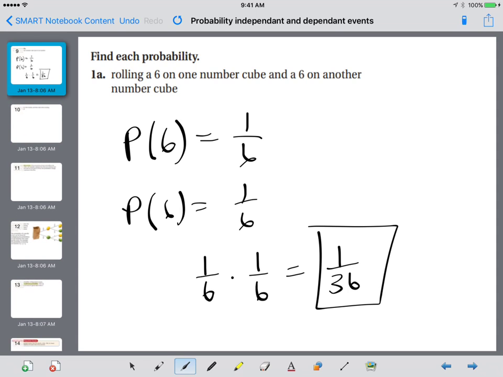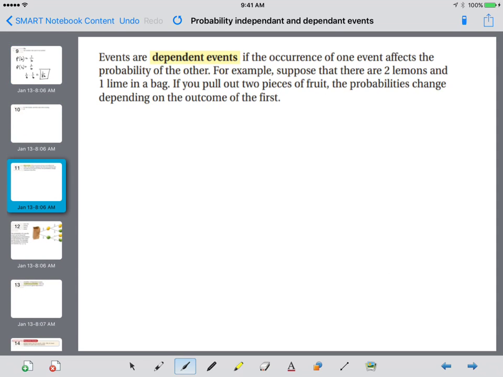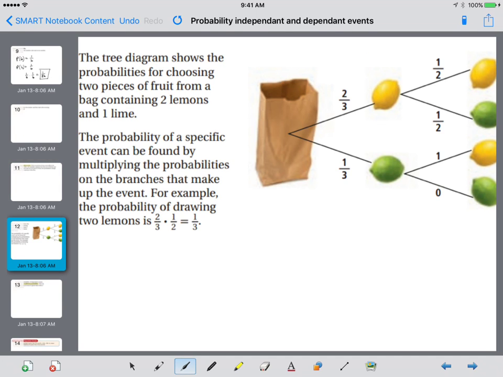We're going to shift gears to dependent events. Events are dependent if the occurrence of one event affects the probability of the other. I'm going to give you an example. Suppose you got 2 lemons and 1 lime in a bag. So I'm going to show you this bag. We got 2 lemons in here and 1 lime.